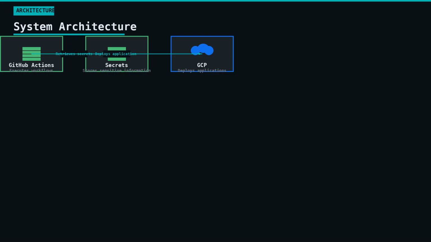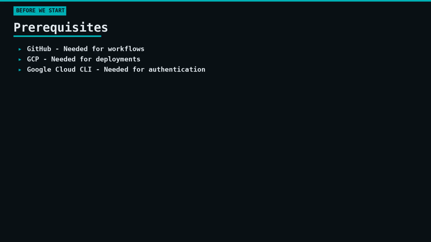To follow along with this tutorial, you'll need a GitHub account, a GCP account, and the Google Cloud CLI installed on your machine. You'll also need to have a basic understanding of GitHub Actions and GCP. Don't worry if you're new to these tools, we'll explain everything in detail.